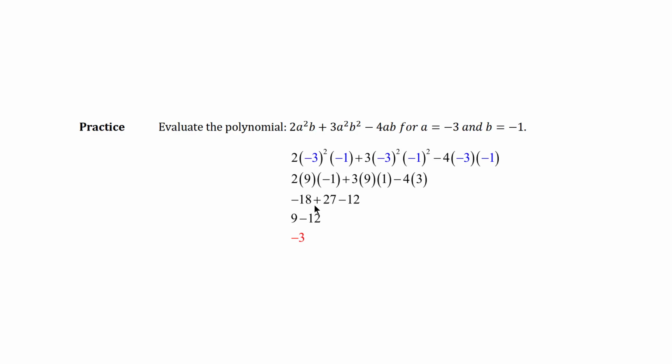Next, I'm going to combine -18 and 27 to give us 9, and then bring down the minus 12. 9 minus 12 is -3. So the final result is -3.